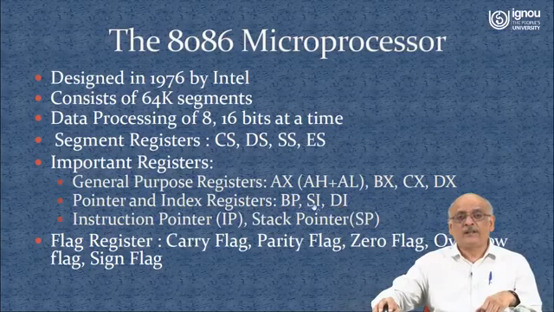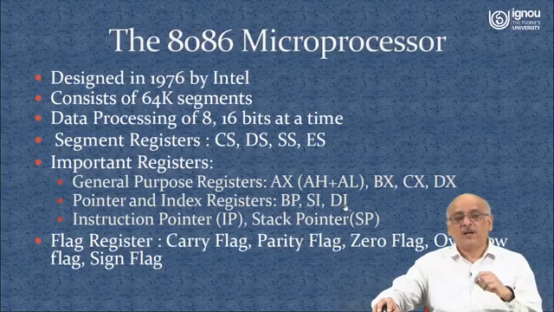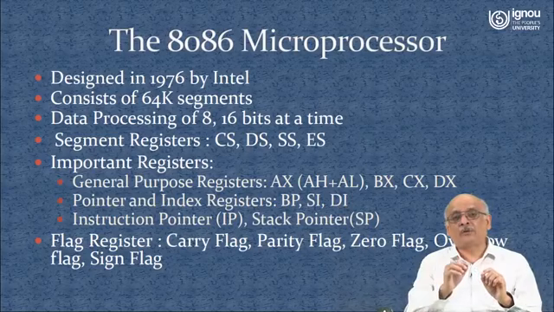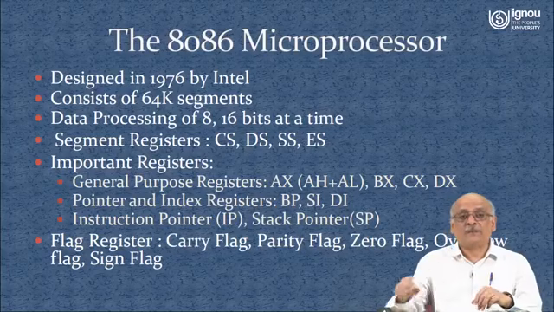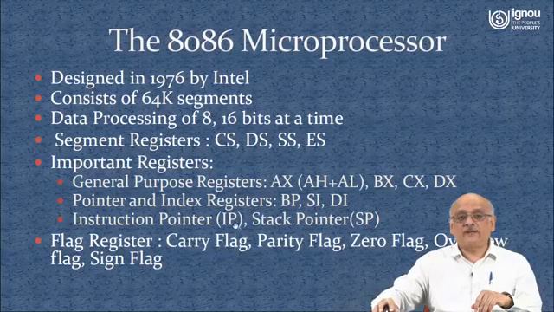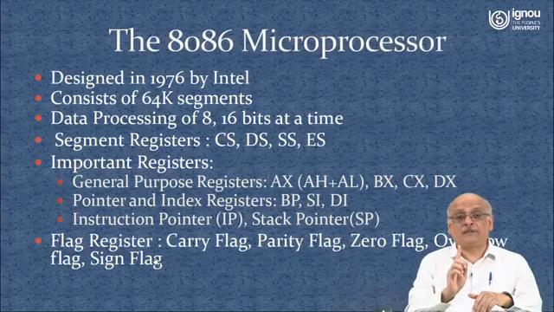Base pointer, source index, destination index, these are typical pointer registers which normally are used for processing, specifically for indexing kind of situations, index addressing modes. Then we have the instruction pointer which points to the instruction, the stack pointer which points to the top of the stack, and then there are many flag registers such as carry flag, parity flag, zero flag, overflow flag, sign flag. Now a flag is 1 bit.